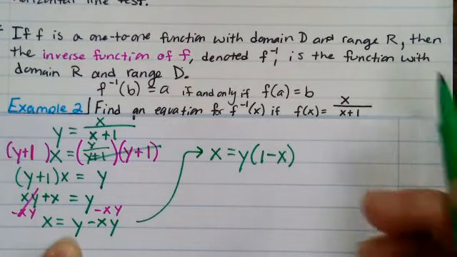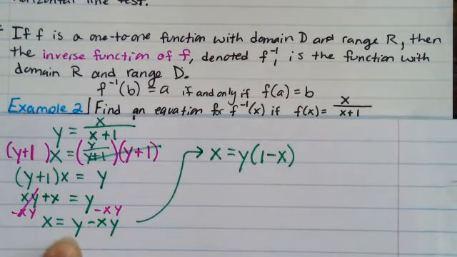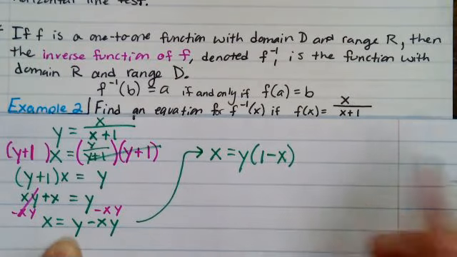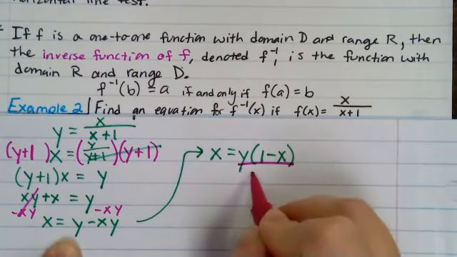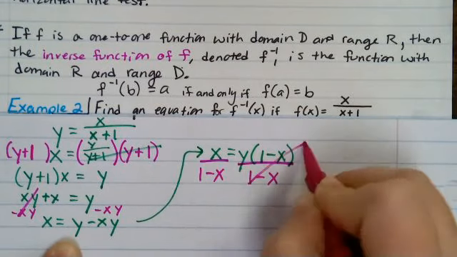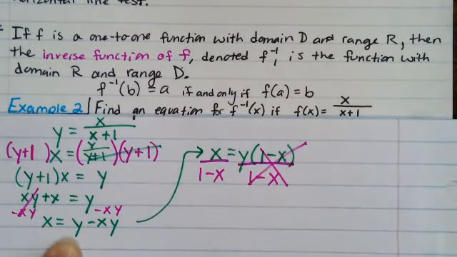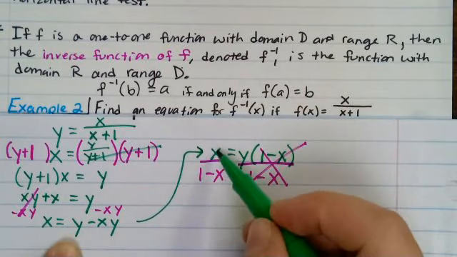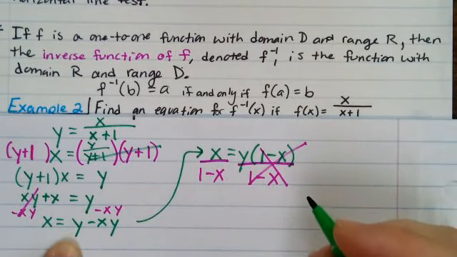All right, almost there. Remember, I'm still trying to get y by itself. Well, right now, y is being multiplied by 1 minus x. In order to get y by itself, divide by 1 minus x so that that goes away. And that leaves me with y all by itself on one side. On the other side, x over 1 minus x.